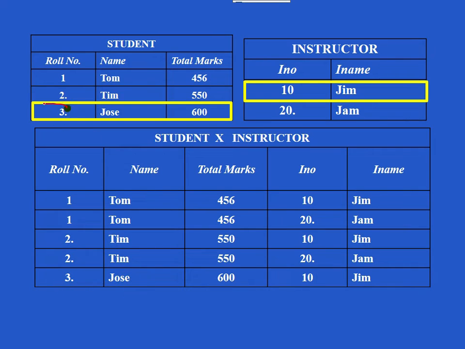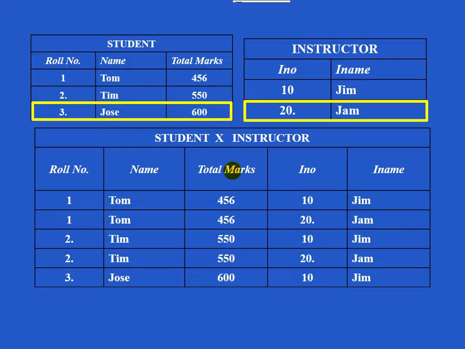Finally, the third tuple of the first relation should be concatenated with the second tuple of the second relation. That will give you the sixth tuple, the last tuple of the resultant relation. So these two tuples are concatenated. That will give you the sixth tuple or the last tuple of the resultant relation. So this is how you concatenate. This is how you find the Cartesian product of two relations.